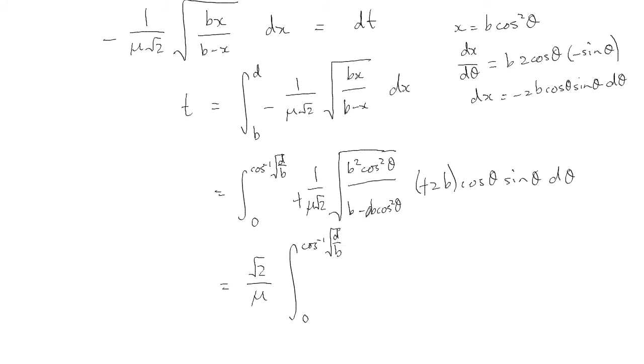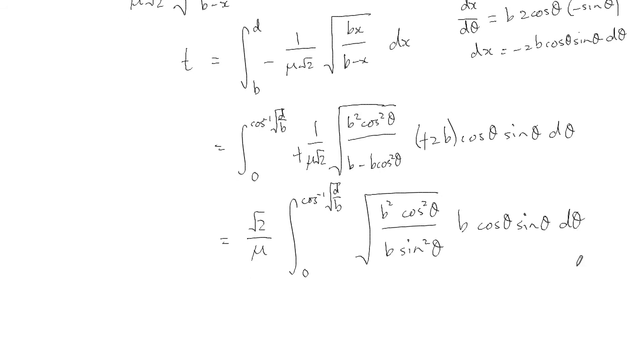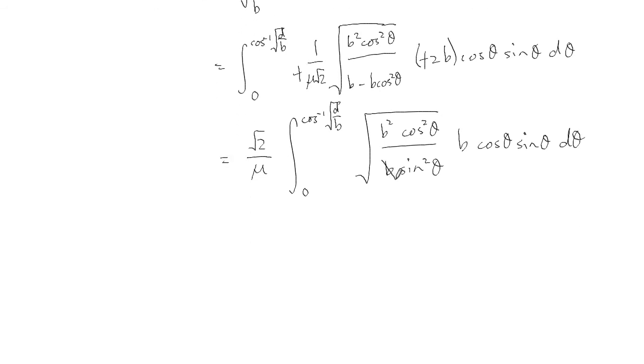Okay, and on the bottom here, you've got a b times 1 minus cos squared. So that's b times sine squared. And yeah, I would probably sort of do a lot of things in one step, but I'll slow this down so that you can actually see what I'm doing. And then we've still got the b cos theta sine theta d theta. Okay, so we can cancel that with that.